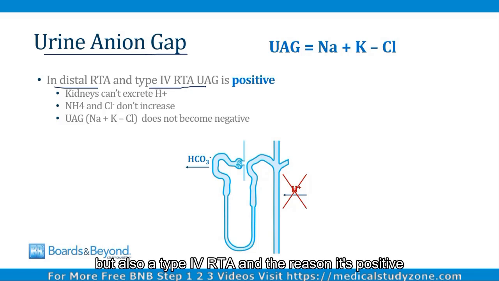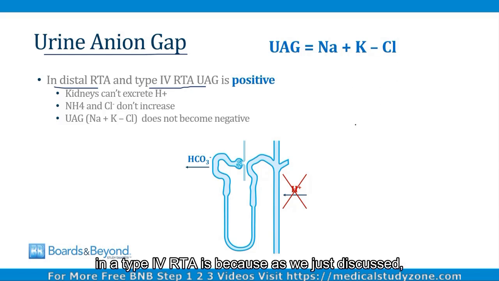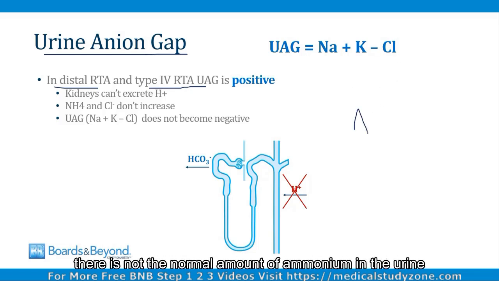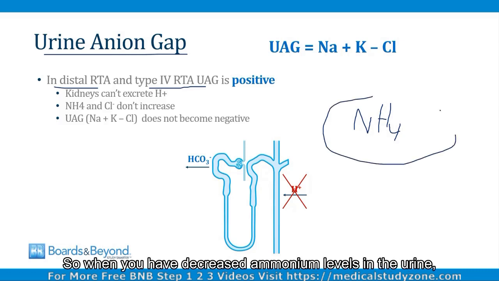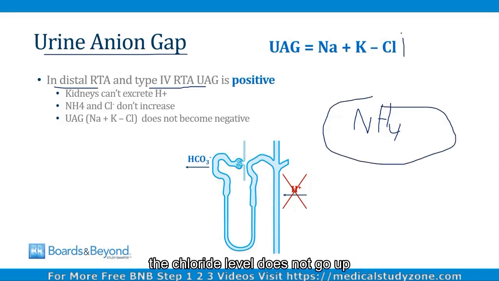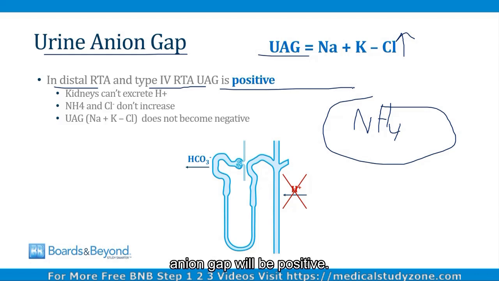And the reason it's positive in a type 4 RTA is because, as we just discussed, there is not the normal amount of ammonium in the urine, and the urine anion gap is a surrogate for ammonium. So when you have decreased ammonium levels in the urine, the chloride level does not go up as it should in an acidosis, and the urine anion gap will be positive.